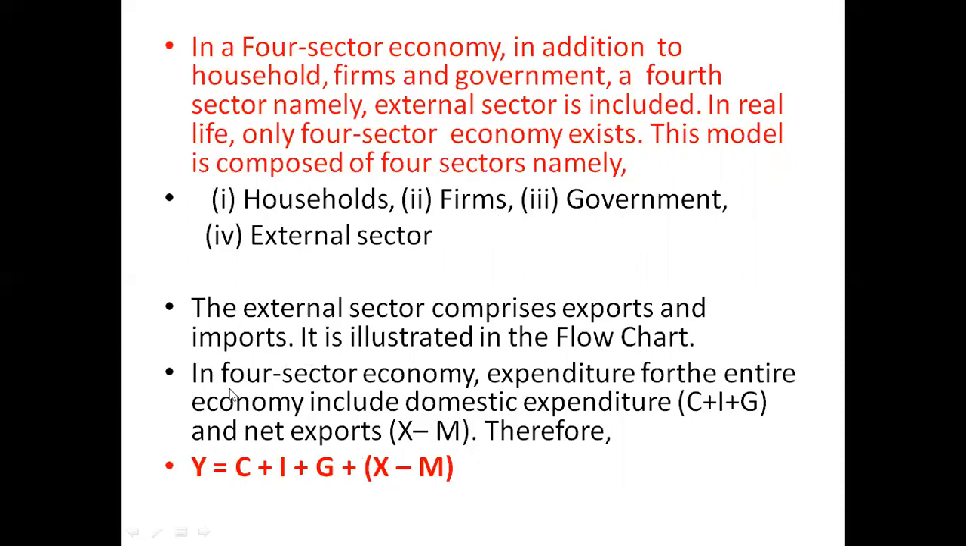Already we saw that. In the four sector economy, expenditure for the entire economy, including domestic expenditure, is C plus I plus G. C stands for consumption expenditure from the household, I is the investment expenditure by the firm, and G is the expenditure made by the government. And net export, that means export minus import, that is called net export. Therefore, this is a symbolic explanation of the income of the nation. Y stands for income, and it is equal to C plus I plus G plus X minus M.